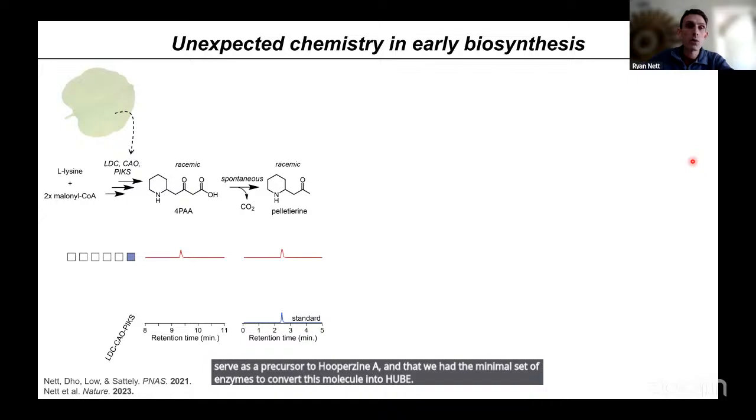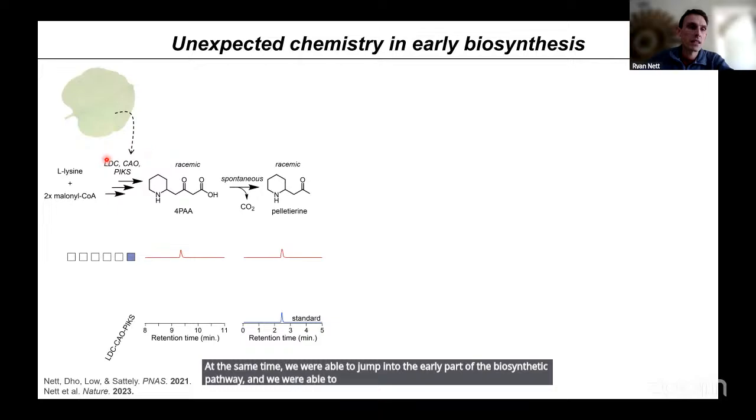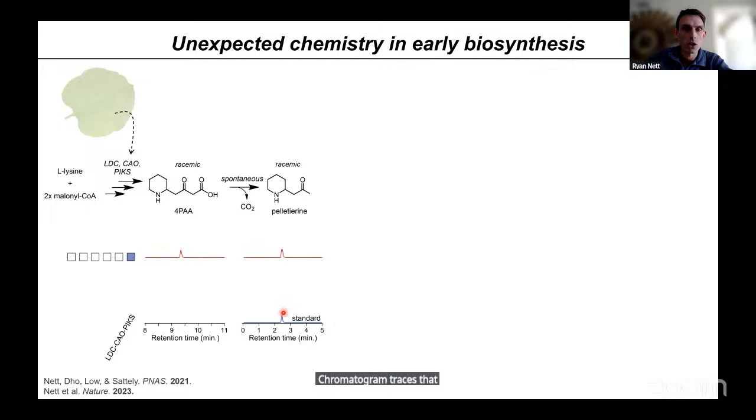At the same time, we were able to jump into the early part of the biosynthetic pathway, and we were able to confirm that the lysine decarboxylase, copper amine oxidase, and type 3 polyketide synthases we had identified do indeed act as predicted to convert lysine and malonyl-CoA into these two key precursors to the lycopodium alkaloid. And you can see here from LCMS chromatogram traces that we get production of these molecules in comparison to a standard here.